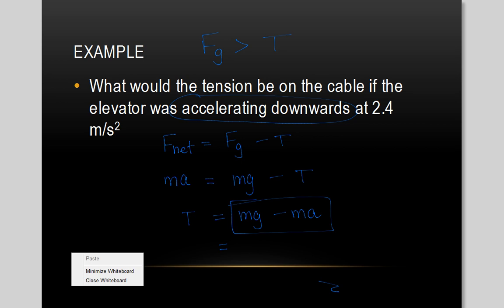1,200 kilos, 9.81 minus 2.4, we're looking at 8892. To 2 sig digs, this is going to round up to 8.9 times 10 to the 3 newtons. And the tension is an up force.